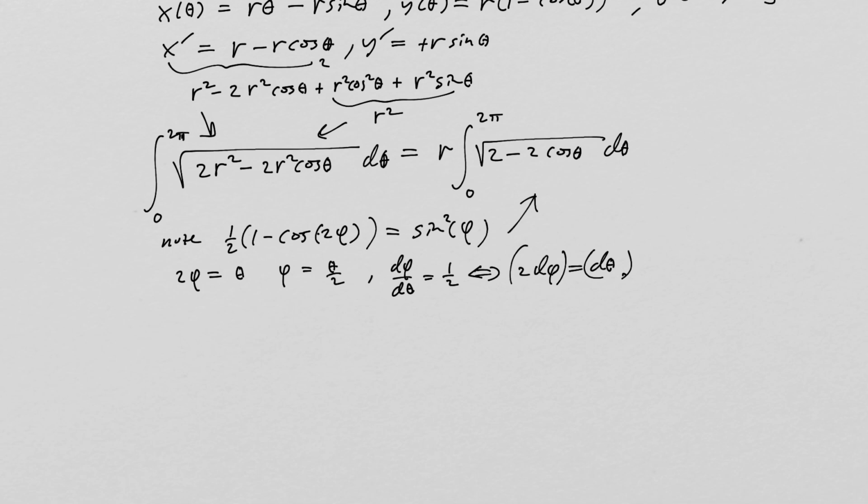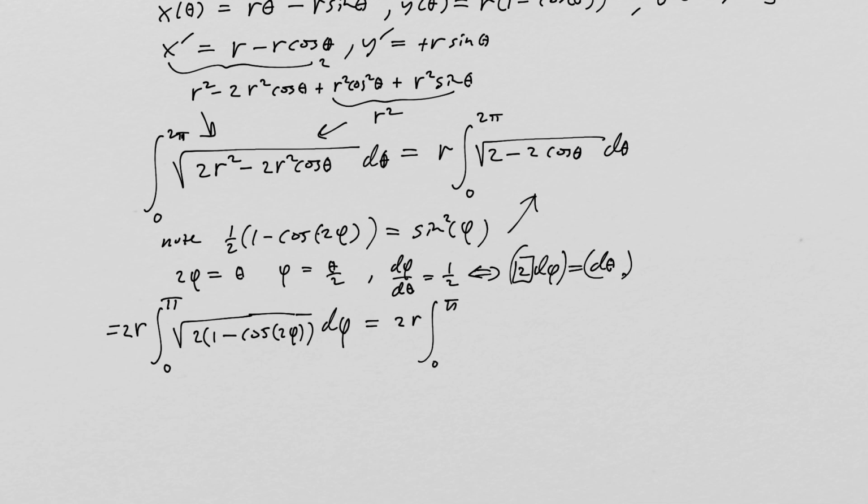Okay, all right. And when we do that, of course, we're going to halve our integration interval. So now we have 0 up to pi now, because again, we've halved everything. And now we have a 2 out front because of the 2 in our substitution. And now we have the square root of 2 minus 2 times 1 minus cosine 2 phi d phi. Okay, so we're getting close here.